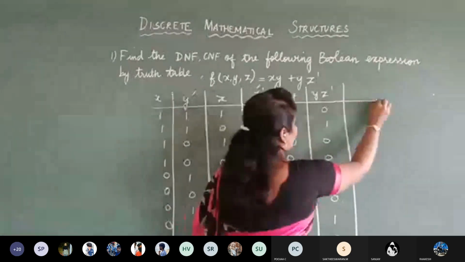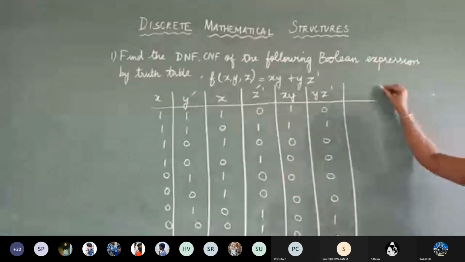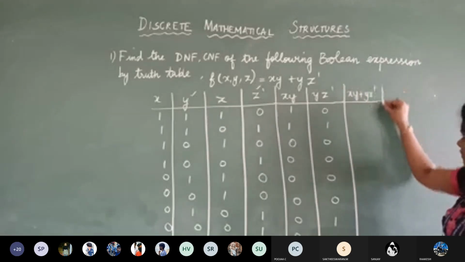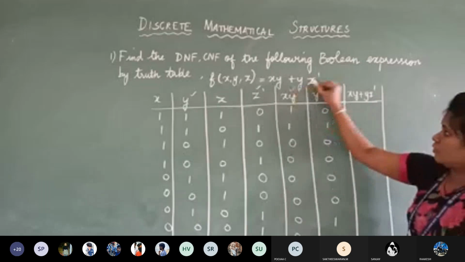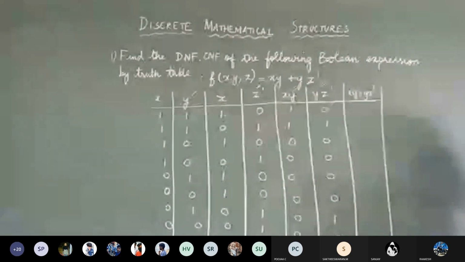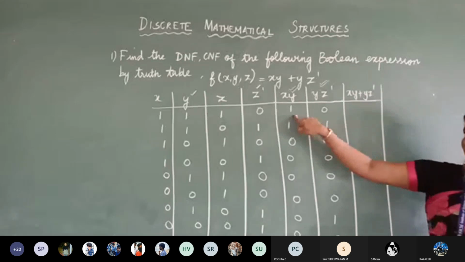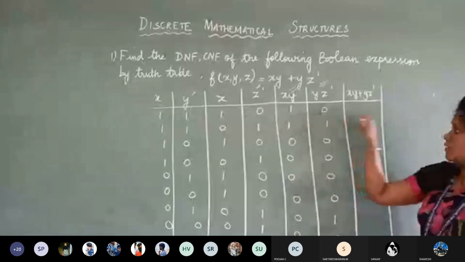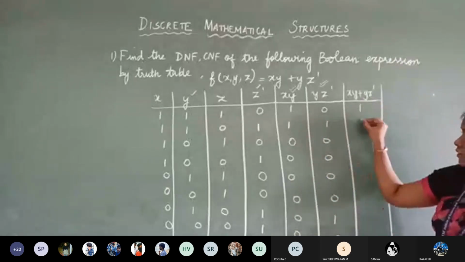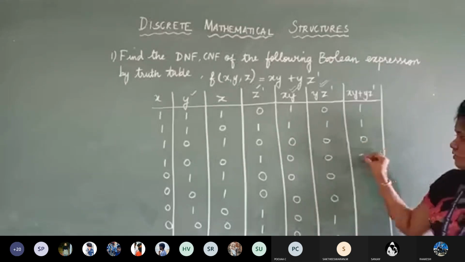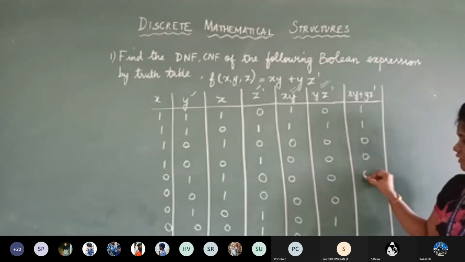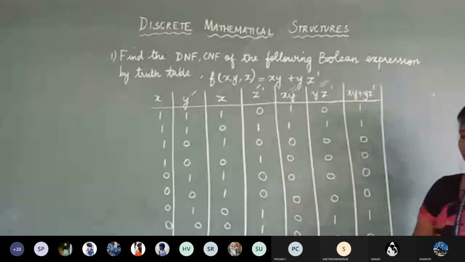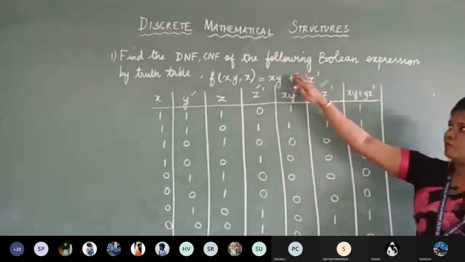Next is your sum. When you're doing your sum, what you have to do? xy plus y z complement. You're adding it. Okay. You're gonna add this one and this one. So when you're adding it, 1 plus 0 or 1 plus 1 will also be 1 only. Okay. So 1 plus 0, 1. 1 plus 1, 1. 0 plus 0, 0. 0 plus 0, 0. 0 plus 0, 0. 0 plus 0, 0. 0 plus 1, 1. And 0 plus 0, 0. So this is how you find out the truth table for the Boolean expression.